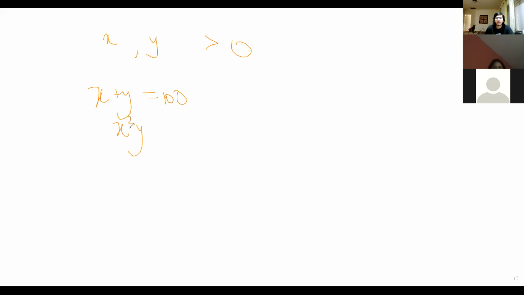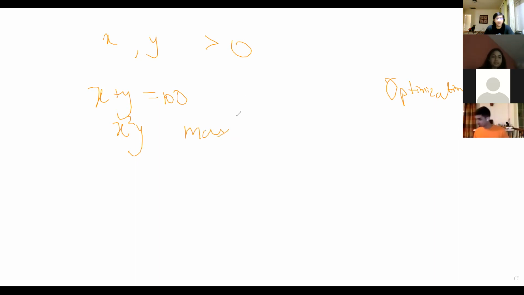Okay, so this is called optimization. We didn't learn that in class. I think they've taken it out of the curriculum. I'm not sure, don't take my word for that. But this is called optimization. So we know that x plus y equals 100, and we're trying to figure out x squared y to be a maximum, right?